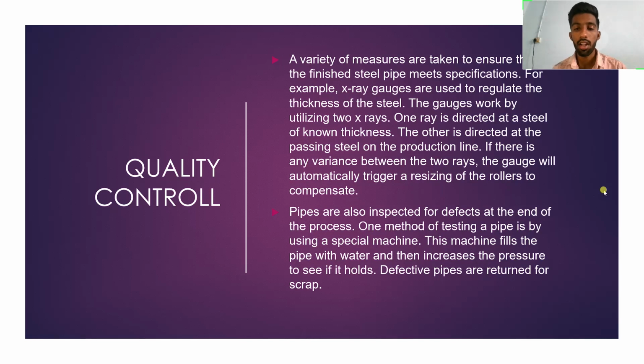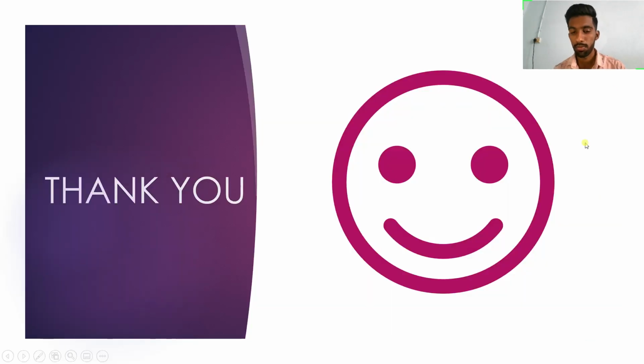And the next point is that pipes are also inspected for defects at the end of the process. One method of testing pipe is by using a special machine. This machine fills the pipe with water and then increases the pressure to see if it holds. The defective pipe is returned for scrap.